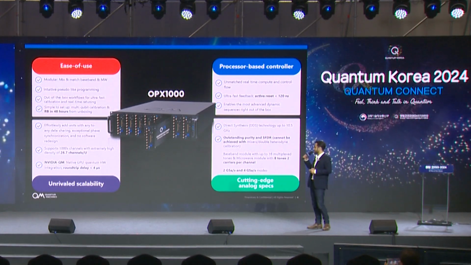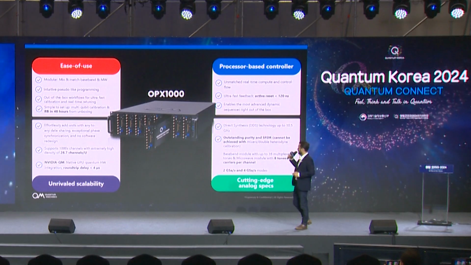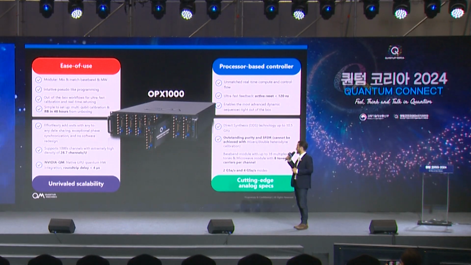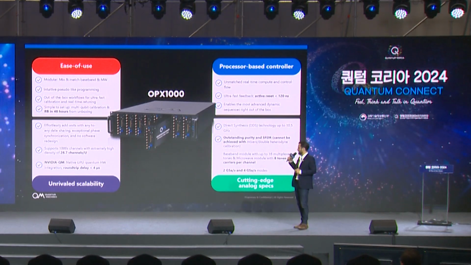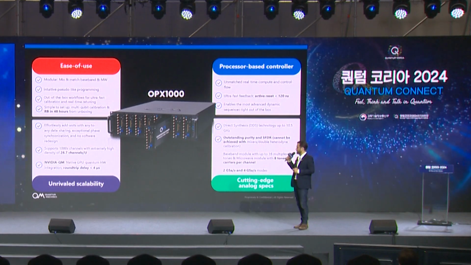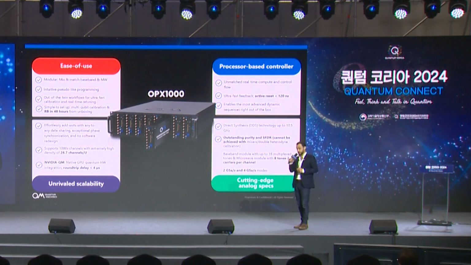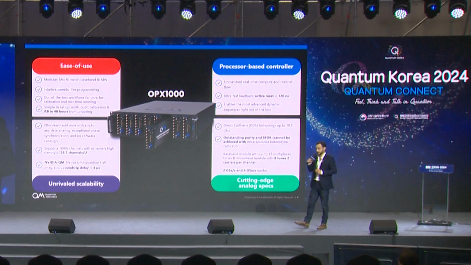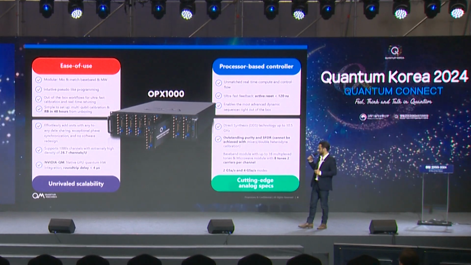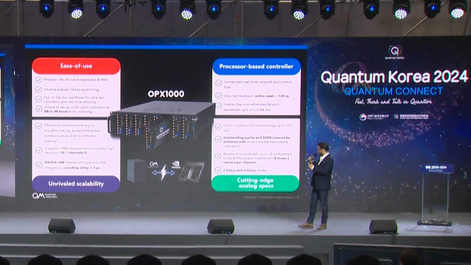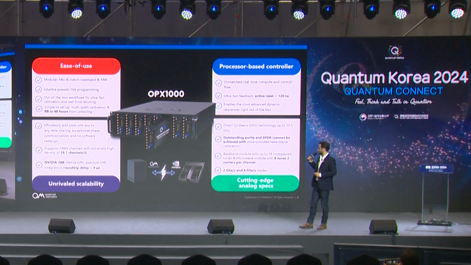The third is ease of use. The system is modular. You can mix and match different quantities of channels and it can help you scale up with great ease in terms of the programming. Going from 1 to 1,000 qubits is far easier than one may think. And of course, our collaboration with NVIDIA that I'm going to talk about.